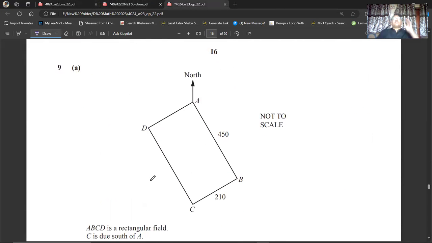We are going to the next question. That is question number 9, and it's a part. Here he says ABCD is a rectangular field. So this is a rectangular field. All the internal angles here on the vertices are 90 degrees because it's a rectangle.